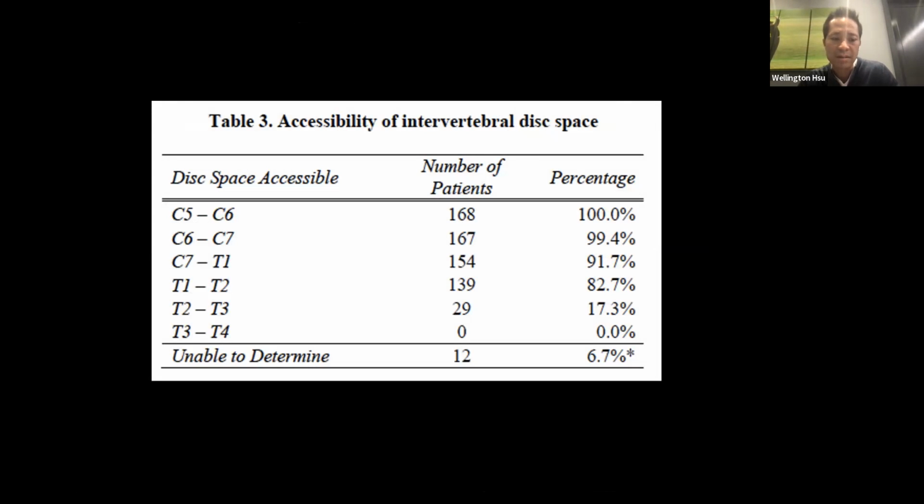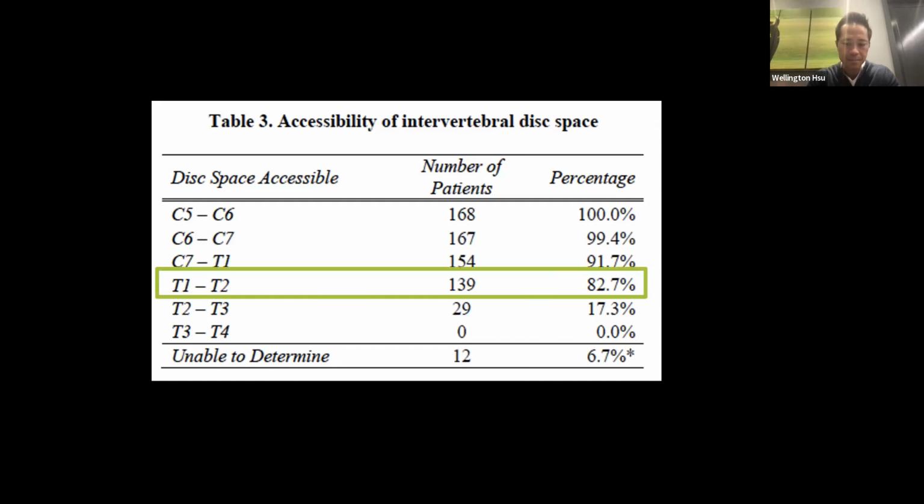And so the conclusion of this study is that more people than you think can be accessible at C7-T1 and even at T1-T2. So patients with this pathology at least deserve a look. And in my opinion, the surgery difficulty is not that great at this level compared to another level. It's just a little bit deeper.